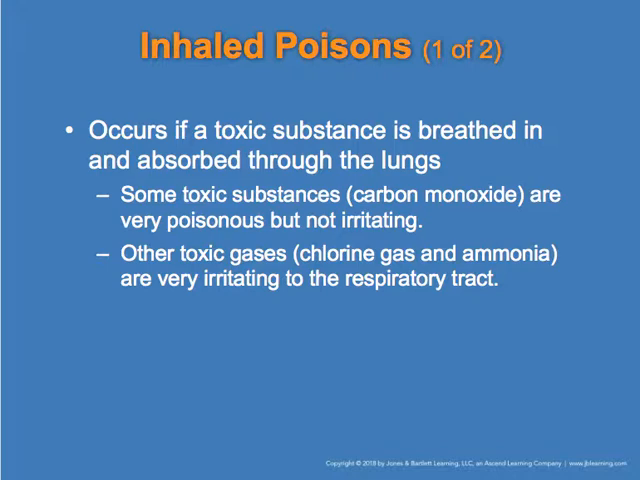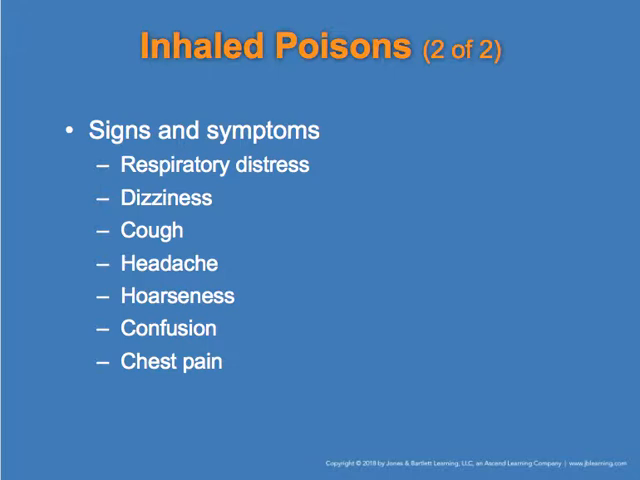Inhaled poisons. It occurs if a toxic substance is breathed in and absorbed through the lungs. Some toxic substances, carbon monoxide, for example, are not irritating. With carbon monoxide, you may not even know that you're breathing it in, right? But it can be extraordinarily toxic to a patient. Other toxic gases, chlorine gas and ammonia, are very irritating to the respiratory tract as well. Signs and symptoms: respiratory distress, dizziness, cough, headache, hoarseness, confusion, or chest pain.